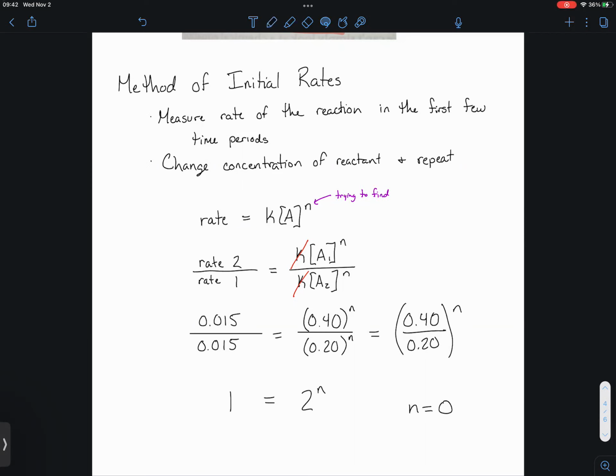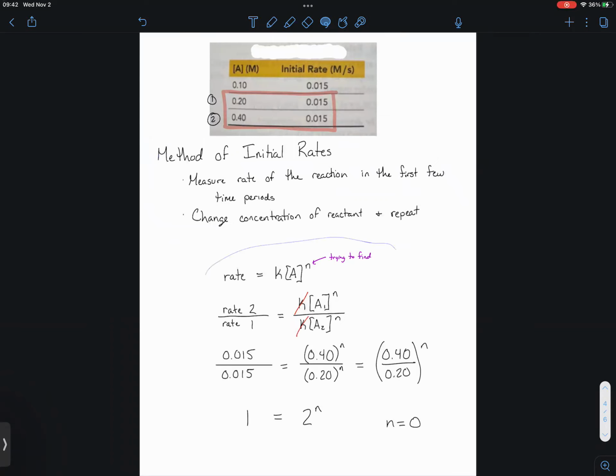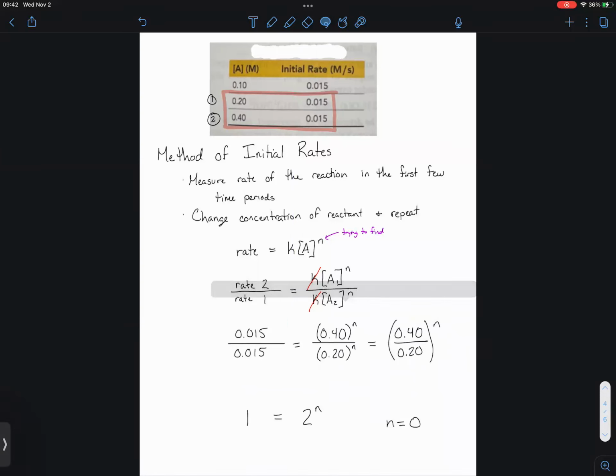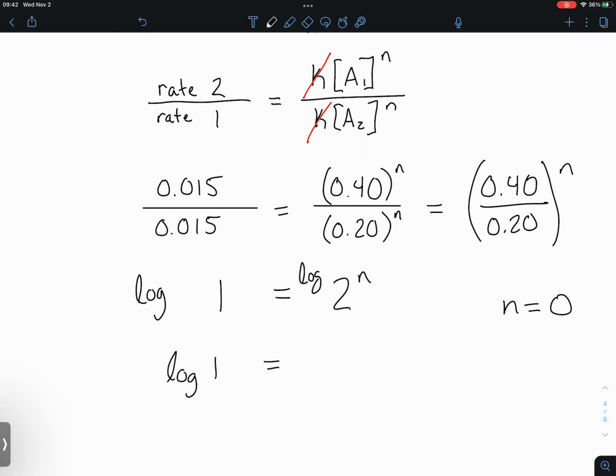So let's convince ourselves of this algebraically, and do it the long way, because I think you can kind of see that it should be 0, but it's going to be harder if it's not a 0 order reaction. So how could I tell? In terms of our algebra, what we're going to have to do is take the log of both sides. I'm going to hit both sides with that log function. We can do anything we want to an equation as long as we do it to both sides. So I get the log of 1 equals the log of 2 to the n.